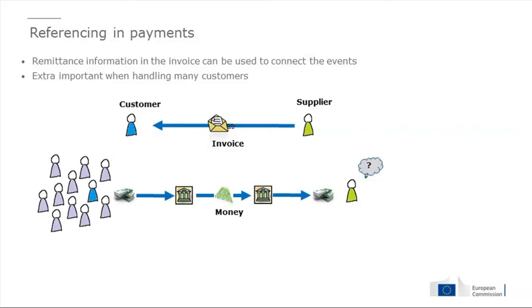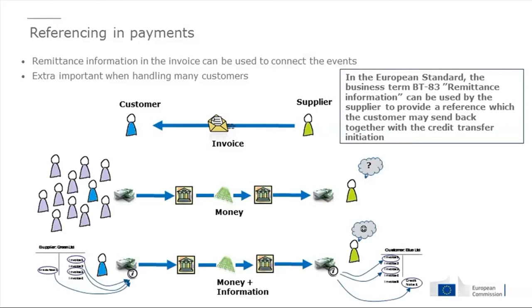So here we have elements in the invoice, like the remittance information BT83, which can be used by the supplier to provide the reference back to the credit transfer initiation. This can automate the handling of the matching.